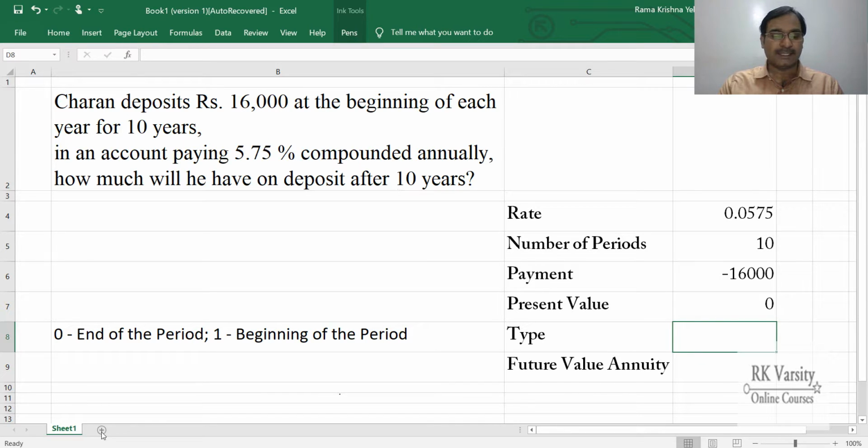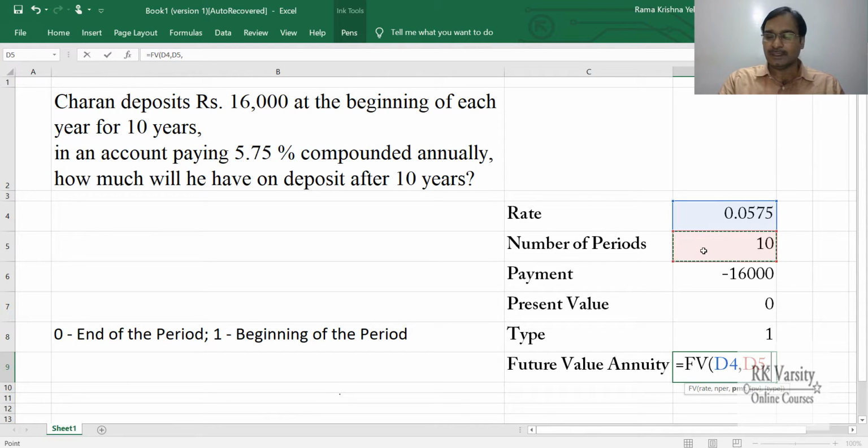Type is, enter the type as 0 if it is end of the period, or 1 if it is beginning of the period. So take a 1. Then your future value annuity amount will be equals to future value. Then select the rate. So here is the rate. Then place comma. Then select number of periods. Here are the number of periods. Select this one. Place comma.